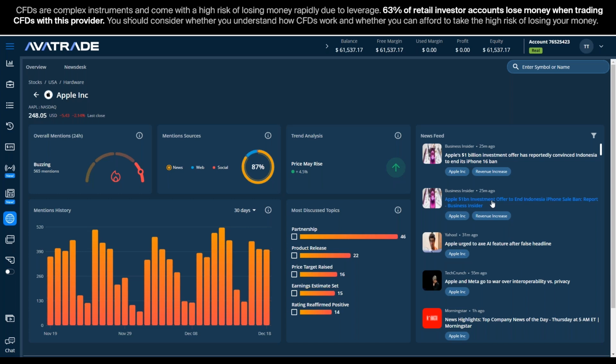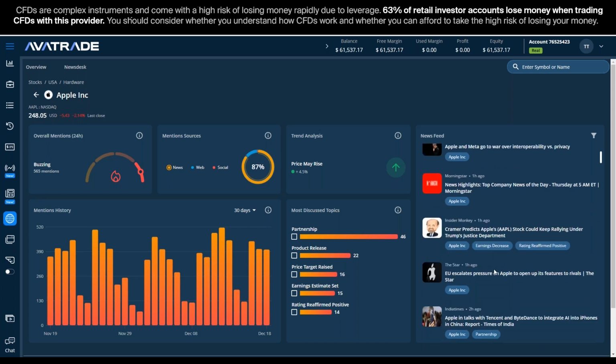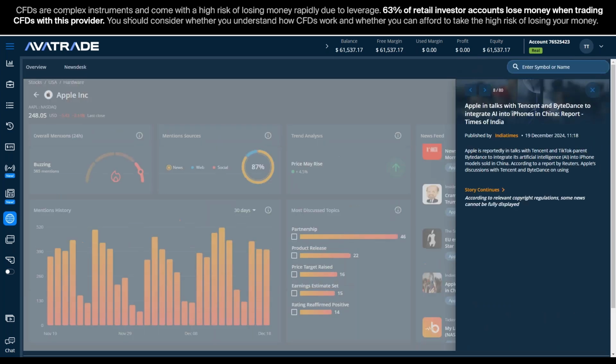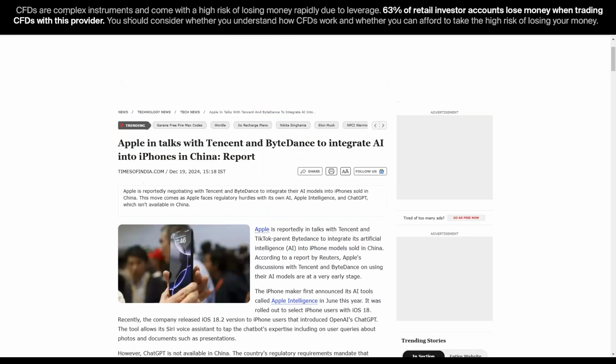Also, we can take a look at the recent news that came in. As you scroll down, you might find headlines that look more important than others. It looks like Apple is looking to do some deals with AI integration into the iPhones. If they strike a deal with these companies, looks like Tencent and ByteDance, that could be positive news for Apple. So you might want to read that article. It came out only 2 hours ago, so this is new information. You click the link, you get a summary of it, and if you click story continues, it takes you to the website and the whole article for you to read.